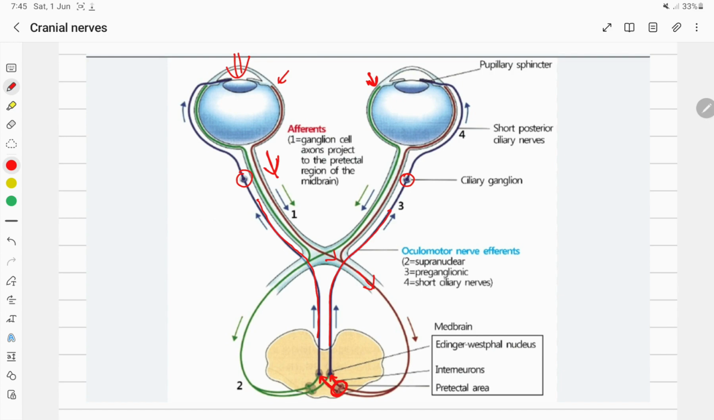From the ciliary ganglion, the short ciliary nerves arise, and those short ciliary nerves supply the constrictor pupillae muscle. So you can see the pupil gets constricted. Both pupils are getting constricted. Here is the direct light reflex, and here the consensual light reflex.